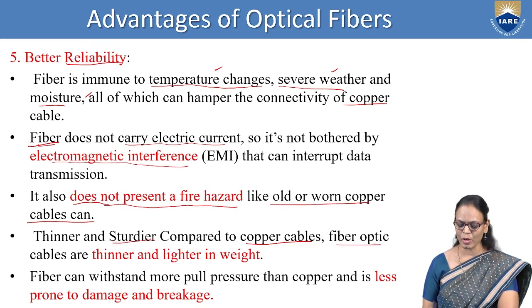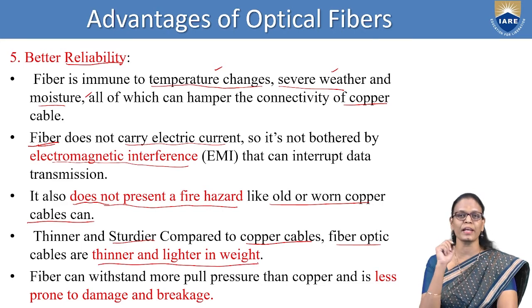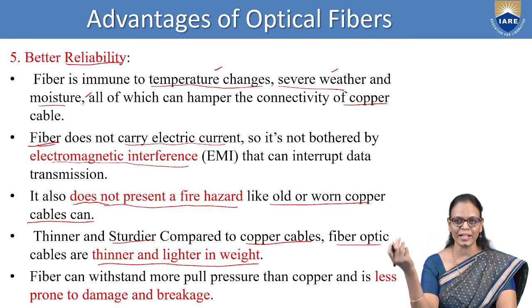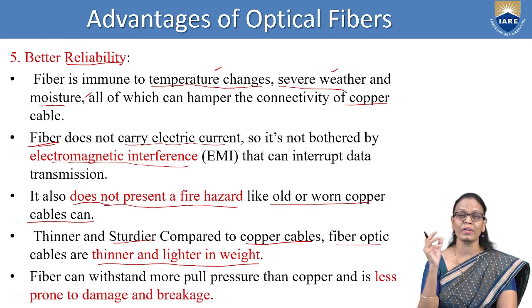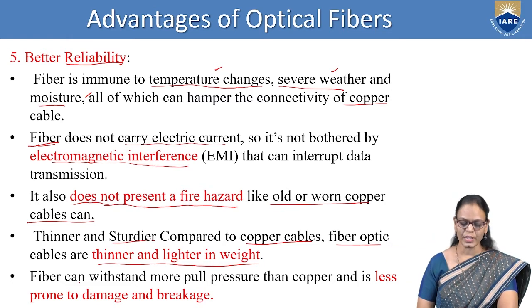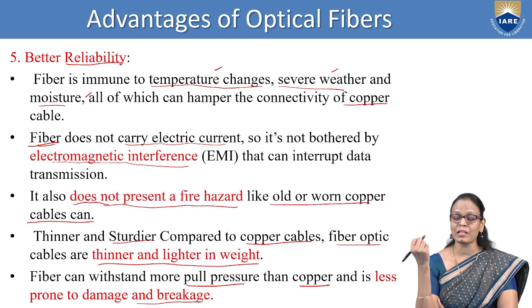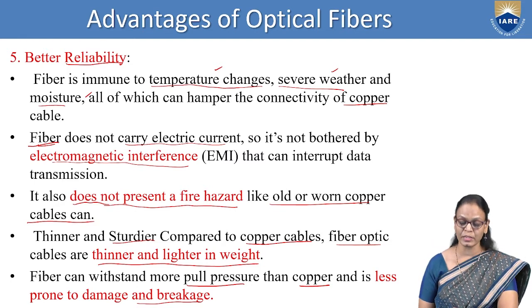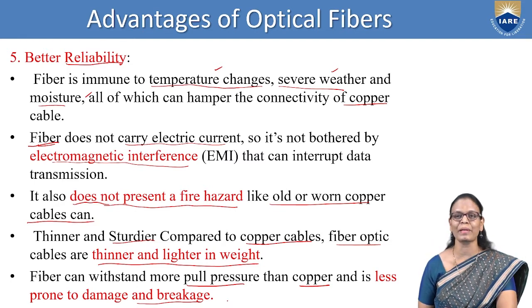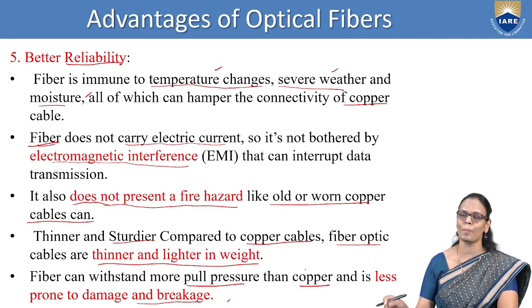But fiber optical cables are thinner and lighter in weight. Because they are thin, they are light in weight, but sturdier when compared to copper cables. Fiber optics can withstand more pull pressure than copper and is less prone to damage and breakage. You may think that copper is a metal, but under pull pressure, fiber optic cable is less prone to damage and breakage when compared to copper cables.